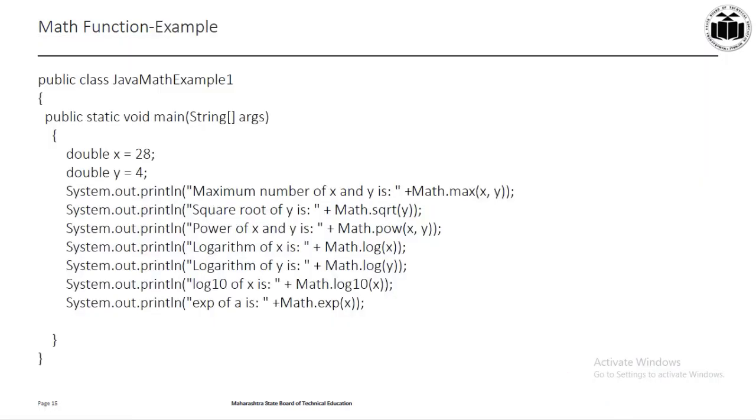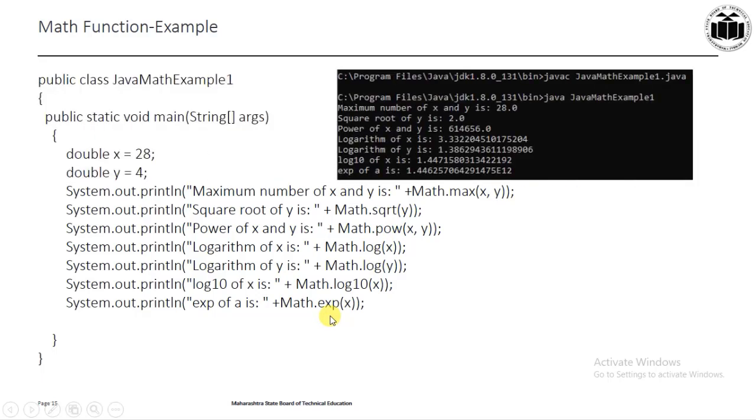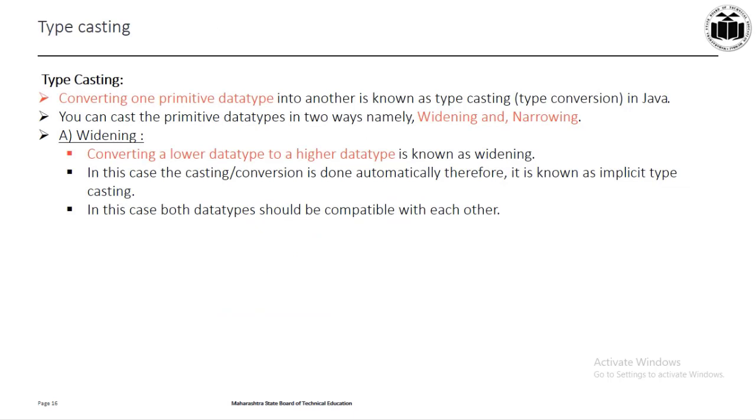Here is a simple example which demonstrates the use of math functions. In this example I have used the max method, sqrt method, power method, log method, and exp method. After utilizing these methods, here is the output of this source code. Next slide, we will see what we mean by typecasting.